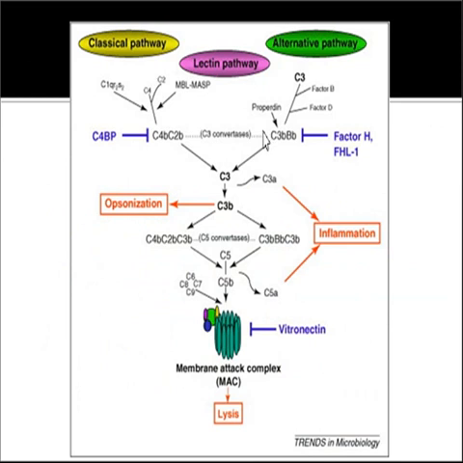Now there are three pathways by which complement activation takes place. The first is the classical pathway, then the lectin pathway, and the alternative pathway. Together in the complement system, there are three groups of serum proteins which have been designated as C1, 2, 3, 4 up to 9. It is not on the basis of their order in the cascade reaction.